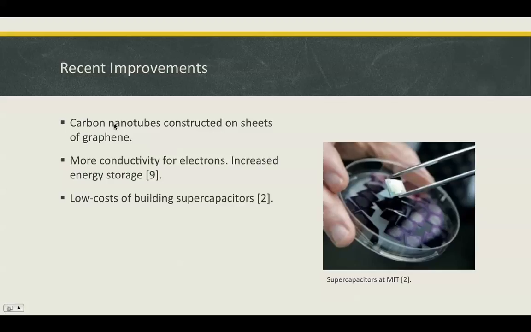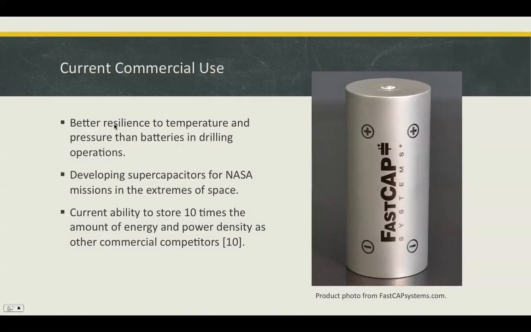Further advancement of supercapacitors was presented by Rice University, who grew carbon nanotubes on top of a sheet of graphene, creating even more conductivity for electrons, while reducing the cost of production. In 2014, FastCap Systems started to put out their supercapacitor products into the market.